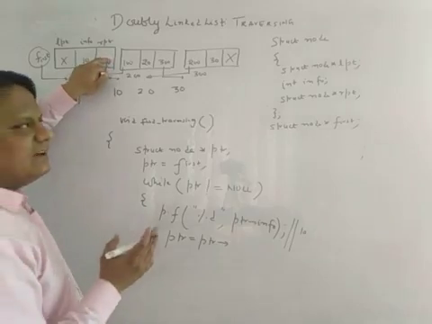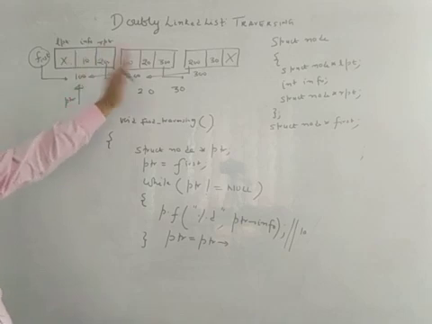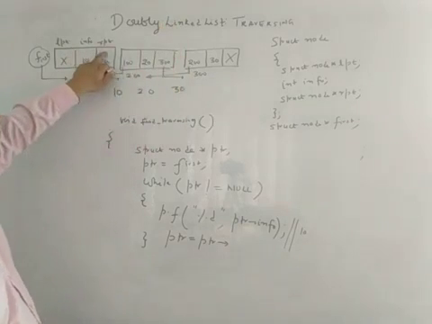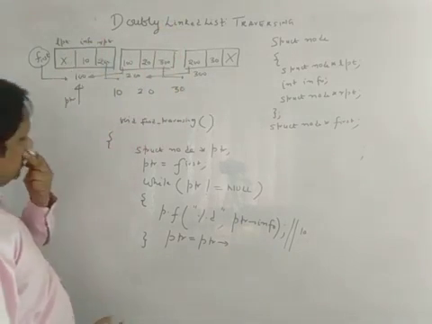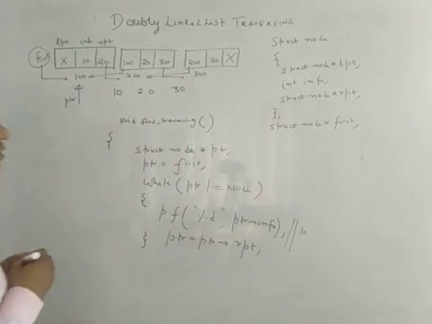That is in the case of a single link, where the structure was struct node star link. But in this, my right pointer, which is pointing to the right node, this member is what? RPT. So I will write ptr is equal to ptr arrow RPT. Now let's run the code.